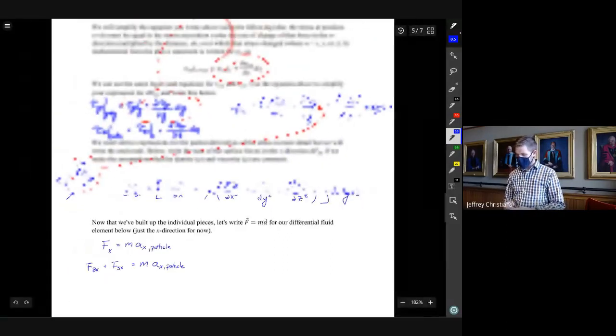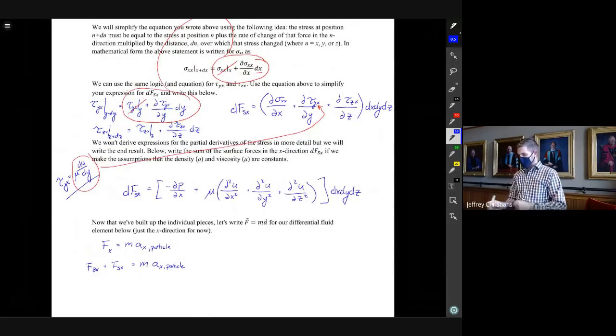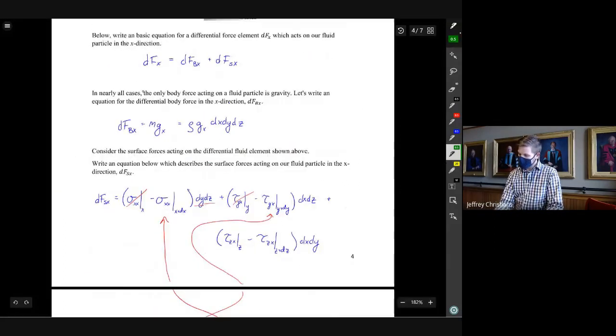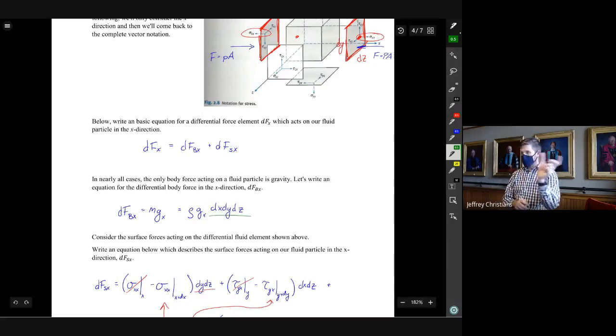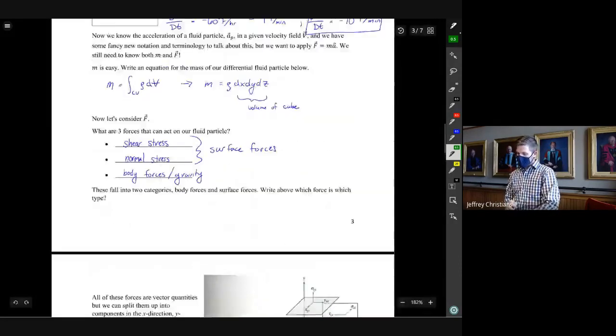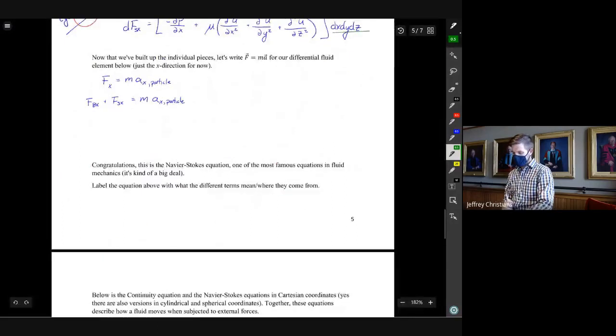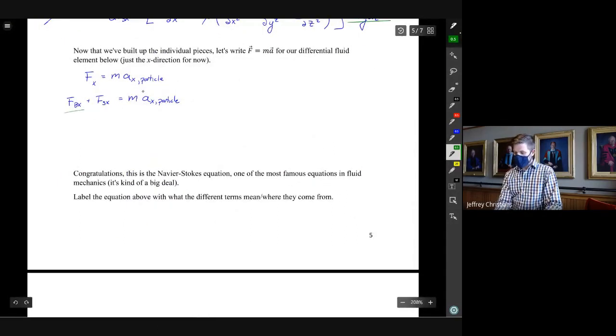And then, if we look back at our different terms, on the left-hand side, the two forces, this surface force has a dx, dy, dz. If we go back to our body force, that has a dx, dy, dz. So we have dx, dy, dz on both of the left-hand side terms, and a dx, dy, dz on the mass. So we're going to be able to divide out by dx, dy, dz.